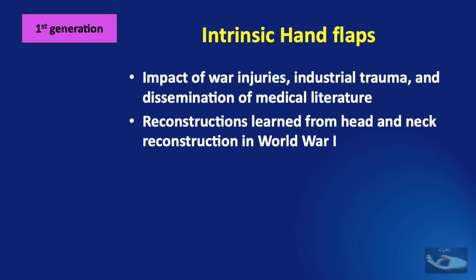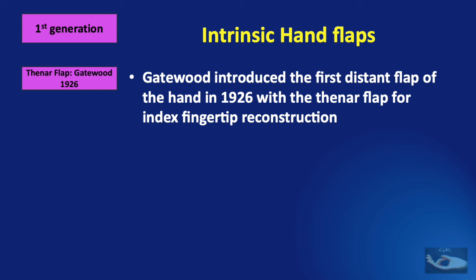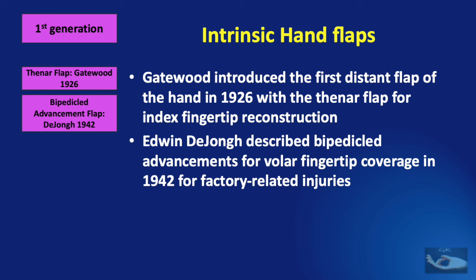The first generation of intrinsic hand flaps developed due to the impact of war injuries, industrial trauma, and dissemination of medical literature. These were based on lessons learned from head and neck reconstruction in World War I. Gatewood introduced the first distant flap of the hand in 1926 with the thenar flap for index fingertip reconstruction. Edwin de Jong described bipedicle advancement flaps for volar fingertip coverage in 1942 for factory-related injuries.